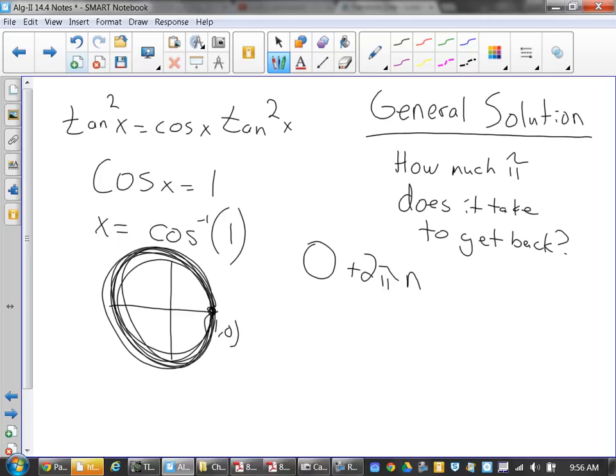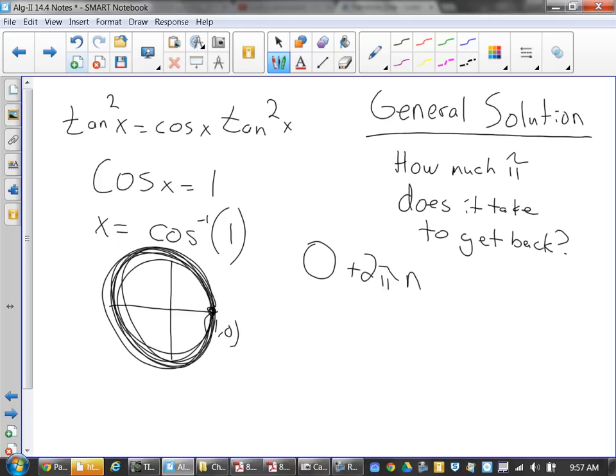Wait, so then would our answer be 0 plus 2 pi n? That's exactly it. The difference here between a bounded solution, which is within one revolution between 0 and 2 pi, that means just list all the possible angles you can get. The general solution is, how generic can you make it? Well, my cosine is going to be 1 every time I go around the circle. It's going to be 1 when I get there. It's a little bit different when you have values that aren't 1.